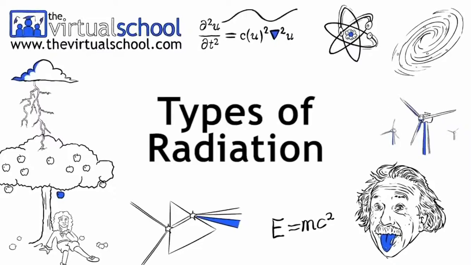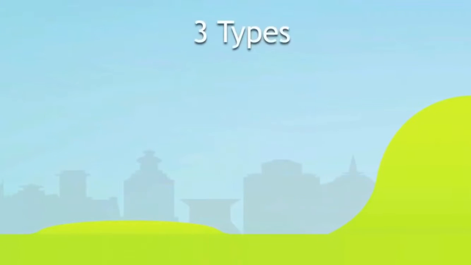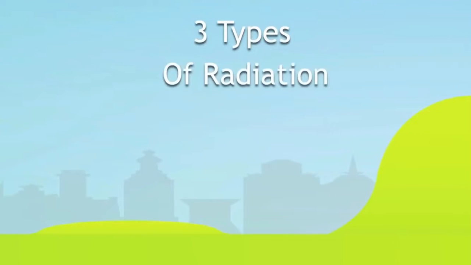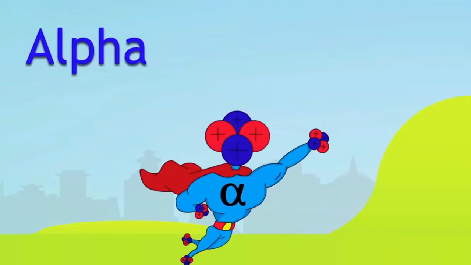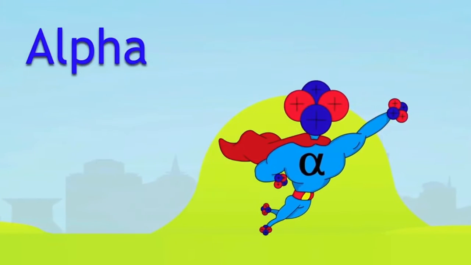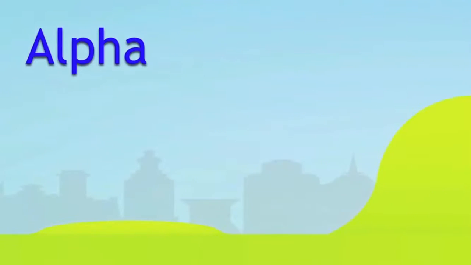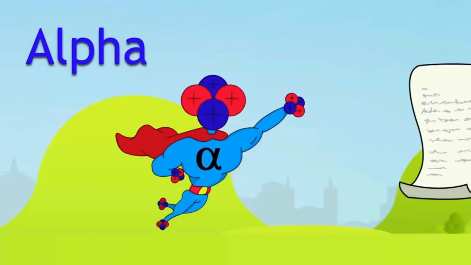Today I'm going to present about types of radiation. There are three types of radiation. The first one is alpha. Alpha radiation is very easily stopped. It can be stopped by air or just a piece of paper.